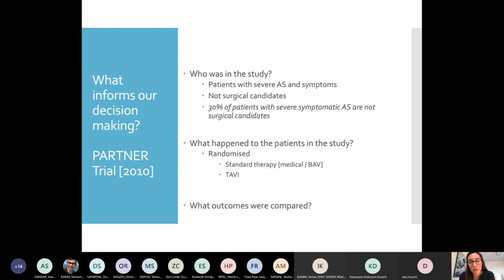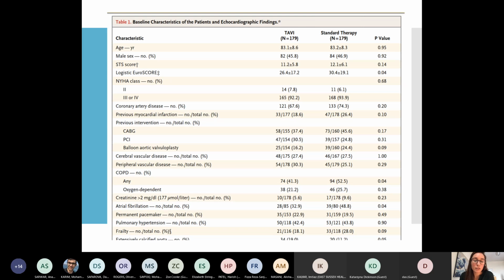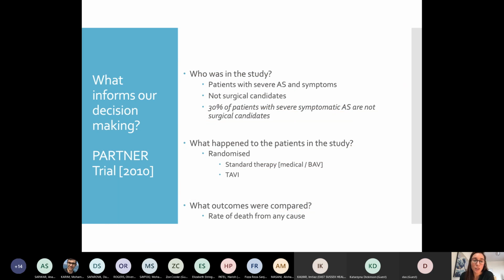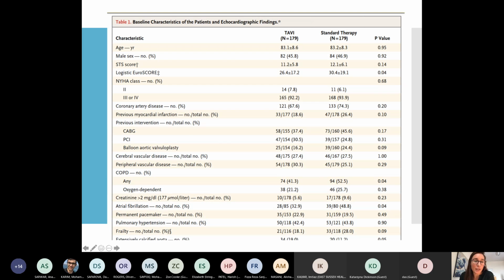And they looked at death as the main outcome. And the only thing I want you to take away from this busy slide is that the Euro score, so the surgical risk score, is pretty high. So our man, his was 0.79%. And these patients, you're looking at 26 or 30% risk of stroke or death from open heart surgery. And then the rest of the slide just demonstrates that they had a lot of comorbidities.